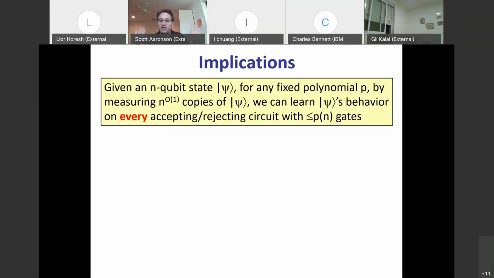Now to be clear, I don't say that this will be computationally efficient. We're going to have to measure our polynomial number of copies of psi in a very, very careful way to avoid destroying them in the process of learning about them. And our measurement procedure will take exponential time. There are some reasons to think that should be unavoidable, that it should just be inherent to the task that we're trying to do, although we don't know that for sure.